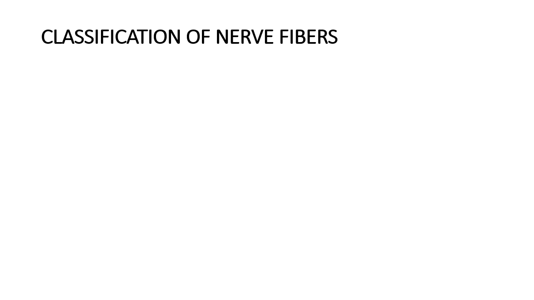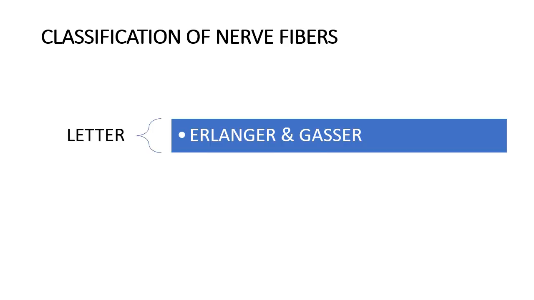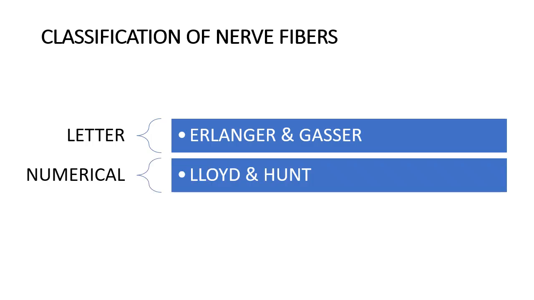Good morning, students. Today we are going to see the classification of nerve fibers. What is a nerve fiber? Nerve fibers carry the signals from the brain to the periphery or from the periphery to the brain. So the classification is of two types. One is letter classification by Erlanger and Gasser. The other one is numerical classification by Lloyd and Hunt.